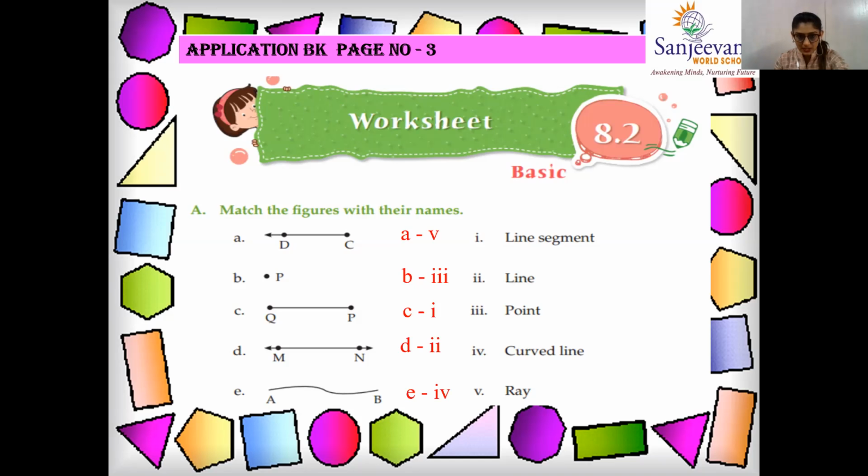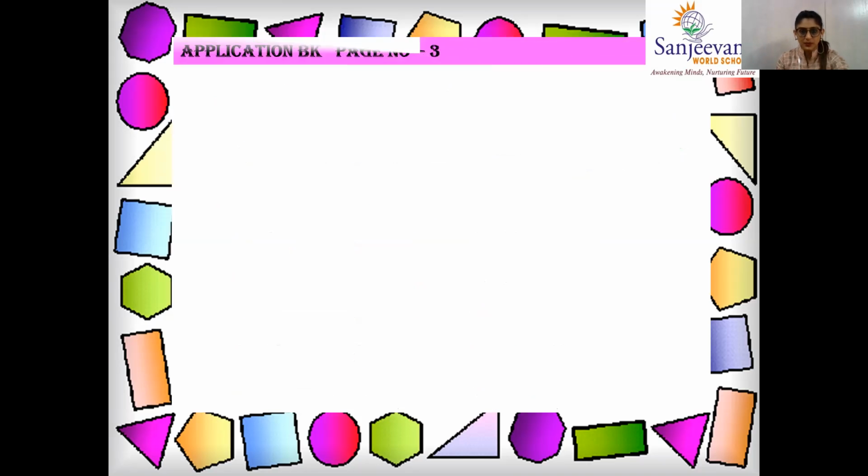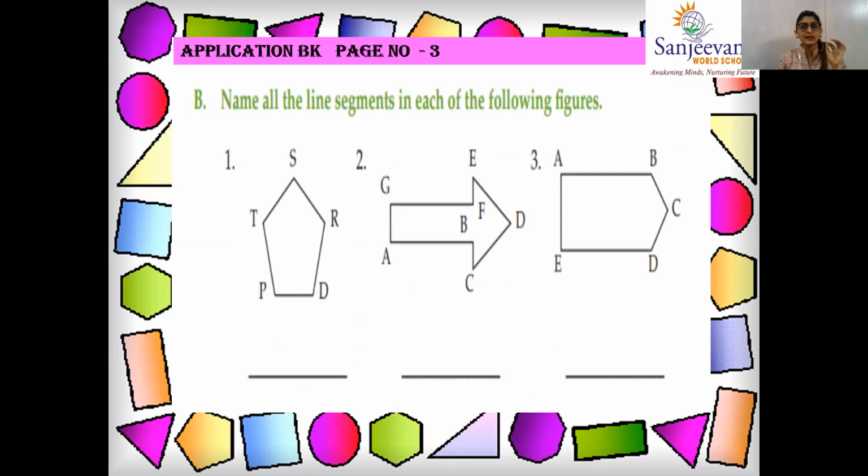Now, once our match the column is done, let's move ahead with the next question on the same page, page number 3, question number B. Name all the line segments in each of the following figures. Now, what does this mean? Line segment means 2 points and there should be a line in between. 2 endpoints and there should be a line in between. Now, all the 3 figures given in this question are closed figures made of many, many line segments. And we have to identify and name all the line segments. So let us start from here.